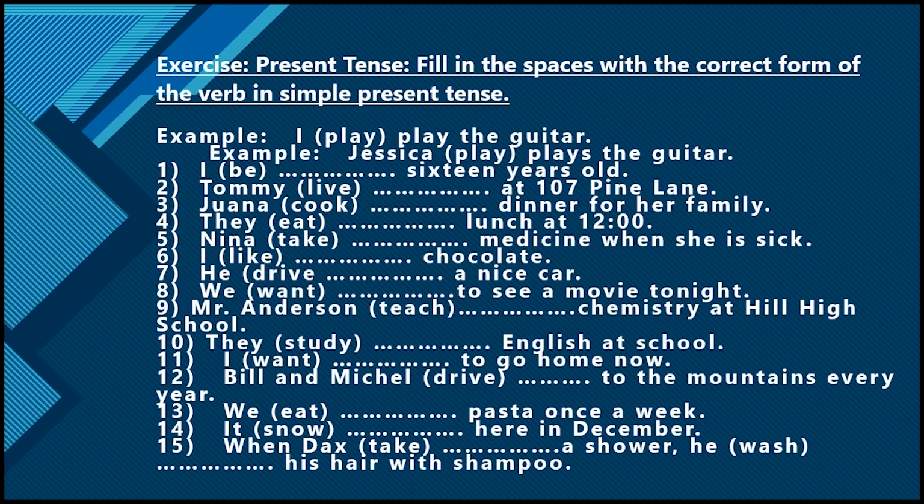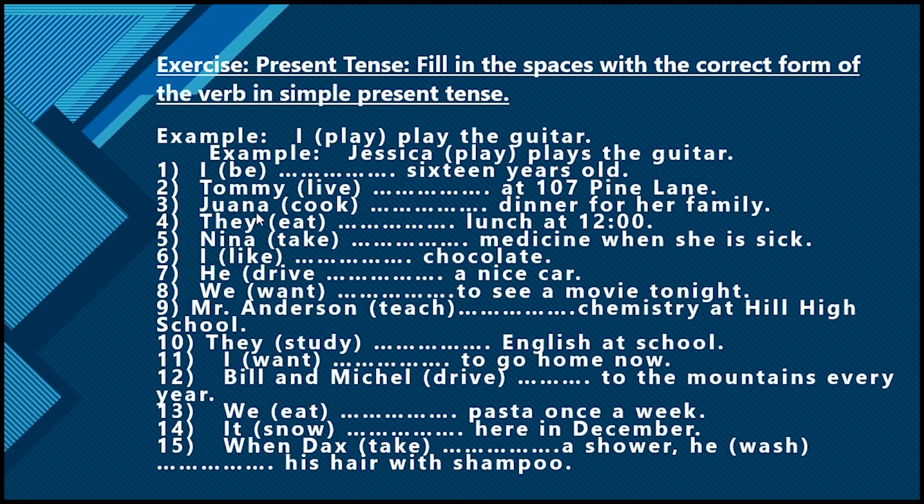For I, we need a to be verb. What to be verb is suitable for I? I be 16 years old. For I we need the to be verb am, and we say I am 16 years old. Tommy, it's one person, a singular noun. So live changes to lives. Tommy lives at 107 Pine Lane.